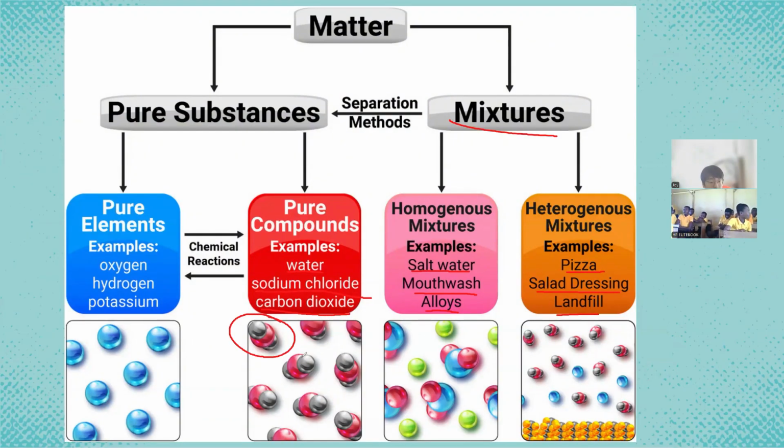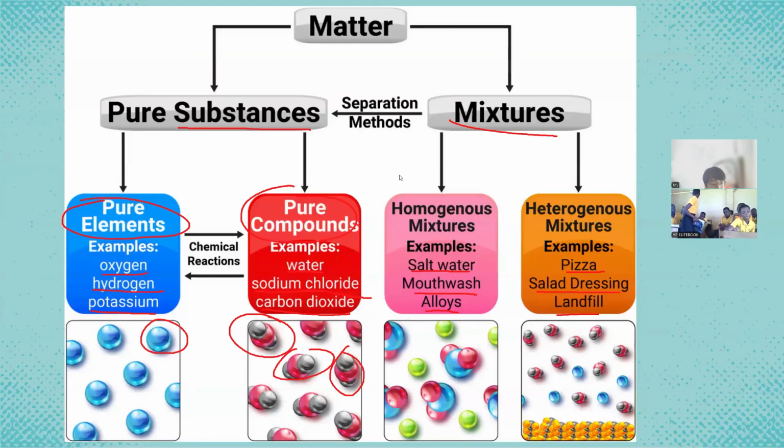It forms a compound. It's a molecule. All of these are compounds. It has more than one atom attached, but it's still the same kind of compound. That's why it's a pure compound. We also have pure elements, which are just one type of atom, like oxygen, hydrogen, potassium. All of these are just one type of atom. That's the pure element and a pure compound.